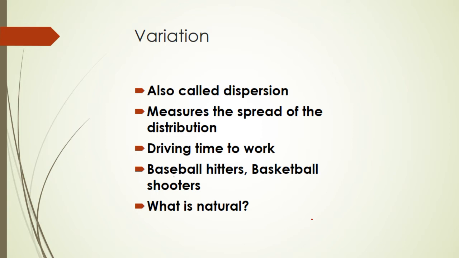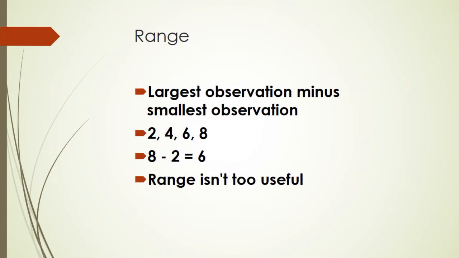Our problem is trying to separate out the natural from the unusual. But the variation of my drive time is normal. For most baseball hitters and basketball players, their ups and downs are a normal statistical thing. It's just natural that this variation occurs in our lives. All right. The simplest way to calculate this is something called the range. The range is actually not very useful.